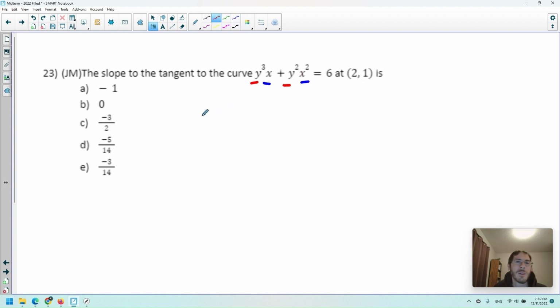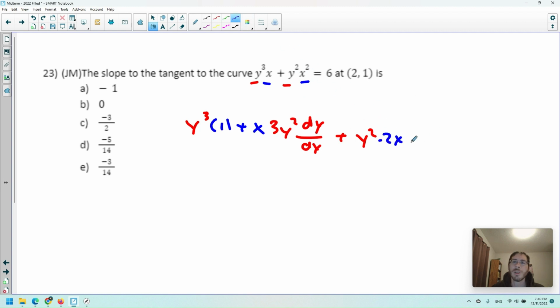So first one, we've got y to the third. Derivative of the second is 1, plus x times the derivative of the first, 3y squared dy dx. And then we have to do the second part here. So we've got y squared first times the derivative of the second, that would be 2x, plus the second x squared times the derivative of the first, which would be 2y dy dx. And then derivative of 6 is just going to be 0, so equals 0.